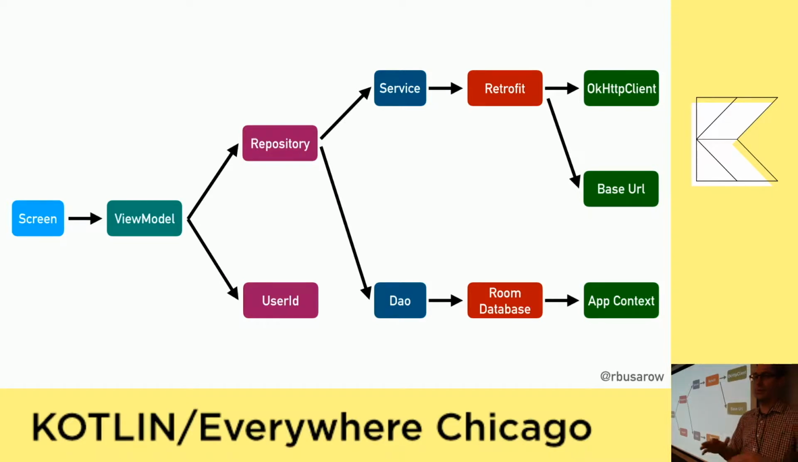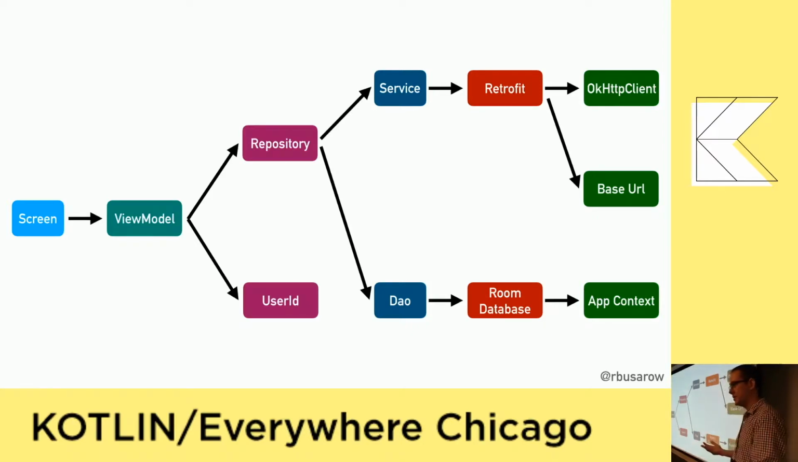page. We're not going to be doing the coffee maker. There are no thermal siphons. So we're going to start with a single screen, which needs a view model. And then the view model is going to need a user ID and a repository.